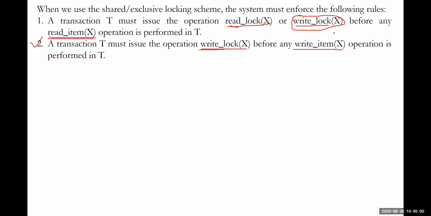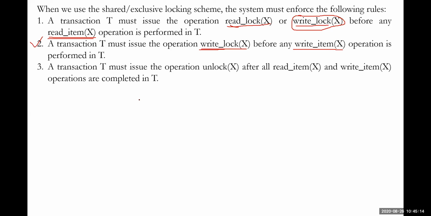Textbooks have given this also, but logically, write lock item will be operated only before write item. So therefore it has been eliminated from here. Then a transaction must be issued unlock. The third rule: lock item will be unlocked after all read and write operations. After all read and write operations, you have to unlock the specific lock. The status will be released on that particular item.